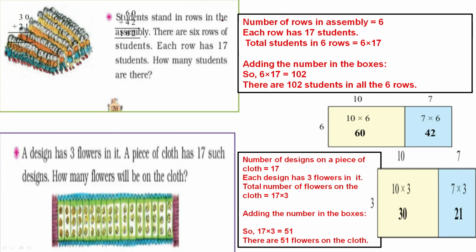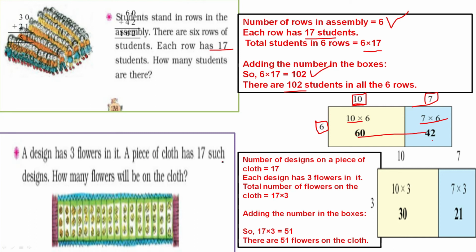Students stand in rows in the assembly. There are 6 rows of students. Each row has 17 students. So number of rows 6. Each row has 17 students. So 6 17s are 102. 17 can be written as 10 plus 7 and 6 you have to multiply. You multiply 10 into 6, 60. 7 into 6, 42. Add these two, you will get 102.